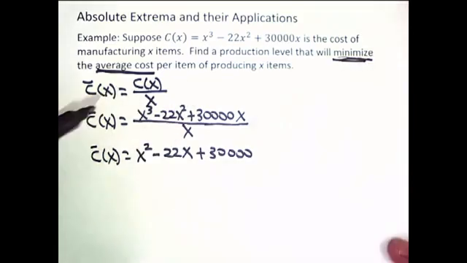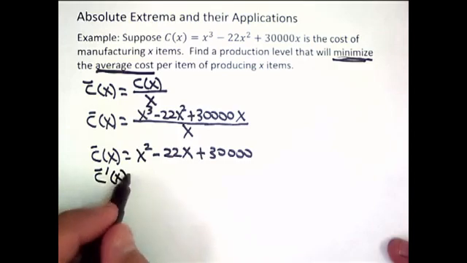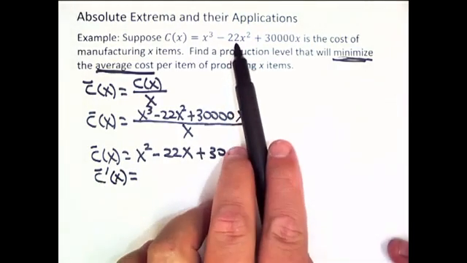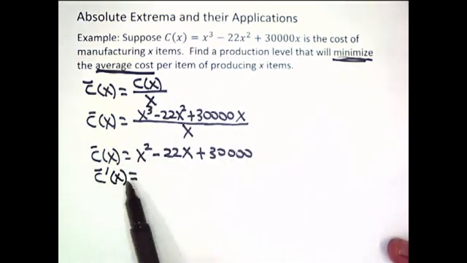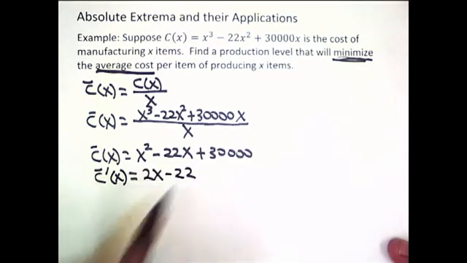You're not minimizing cost, you're minimizing average cost. If you're minimizing it, that's what you want to take the derivative of. So now we want to take the derivative of the average cost. Now think about that and make sure you've got it. You're not minimizing cost, you're minimizing average cost, so that's the function that you take the derivative of. And that gives you 2x minus 22.